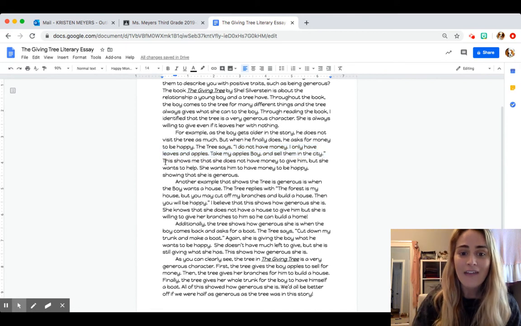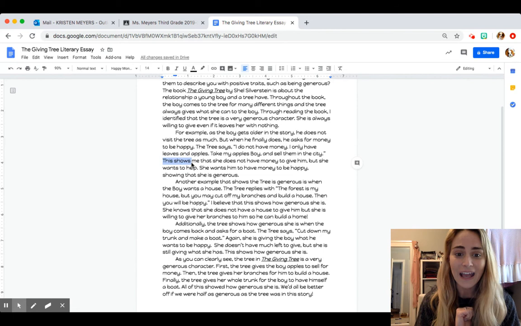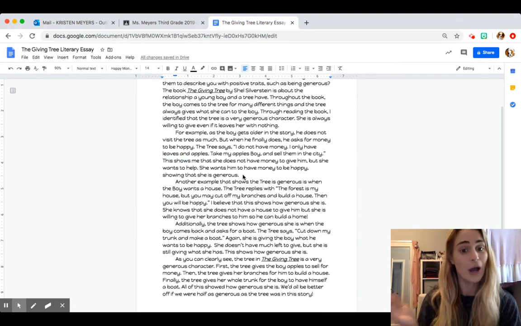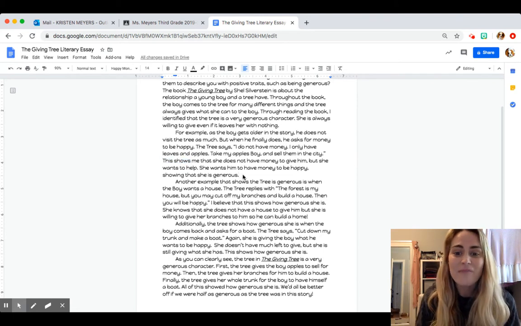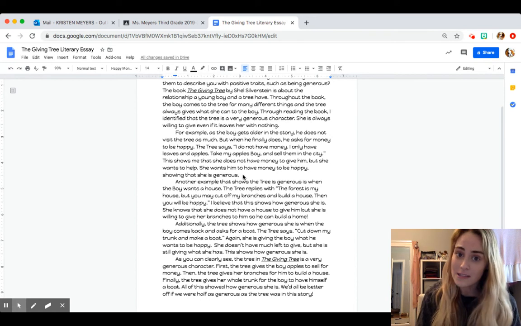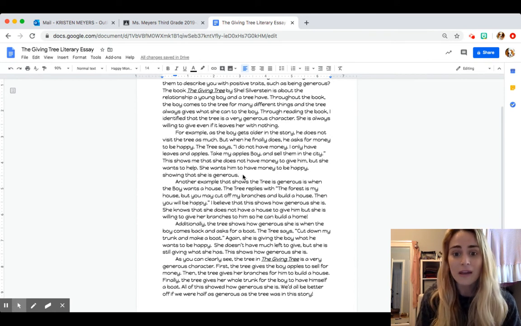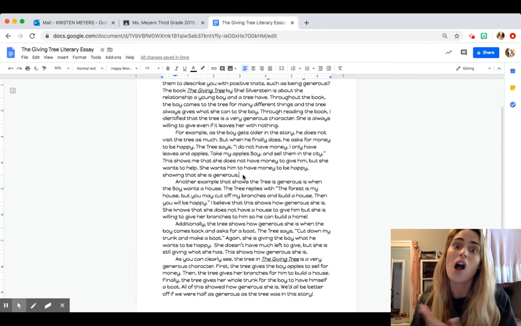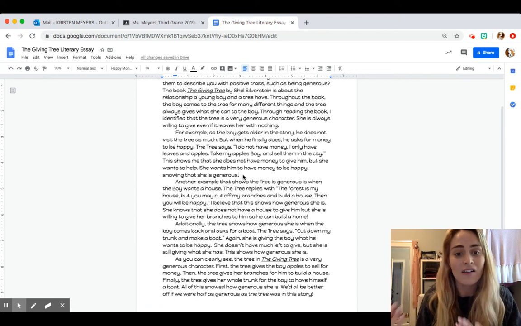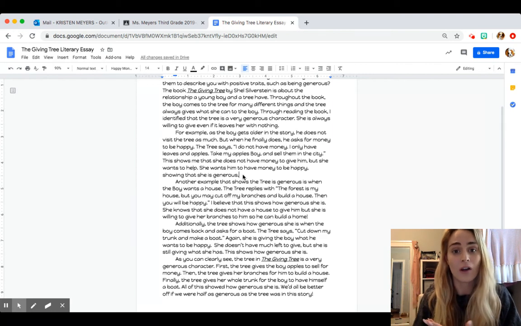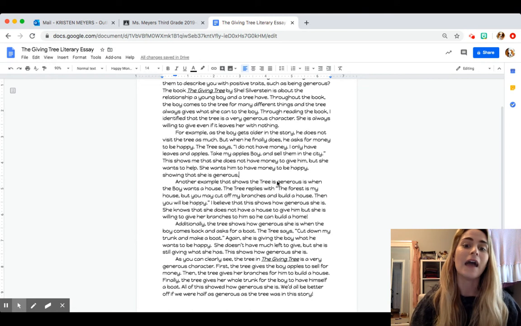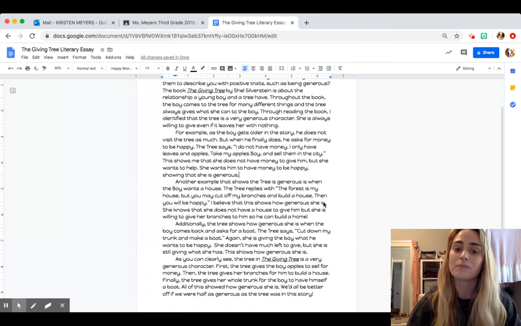Then I have another transition that's going to start my reasoning, right? This shows me that she does not have money to give him, but she wants to help. She wants him to have money to be happy, showing that she is generous, right? I could even add more onto that, and I can say, right, she didn't have it to give to him. She didn't have to give him her apples. She chose to, right?